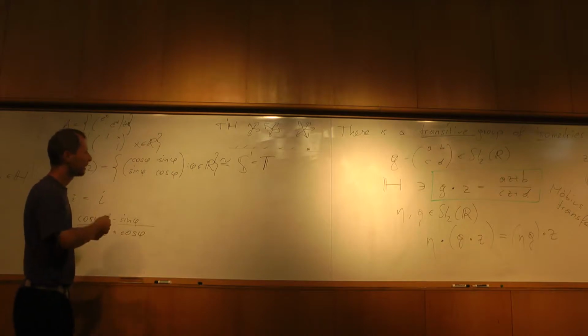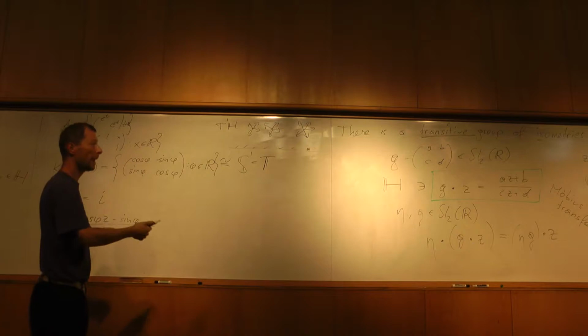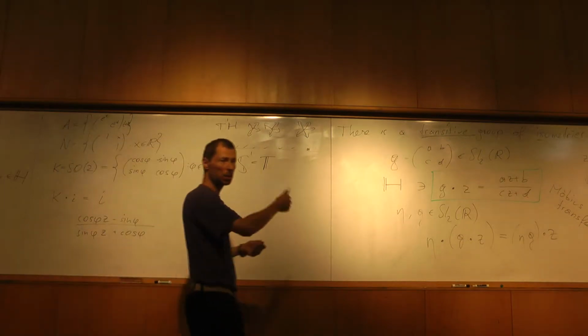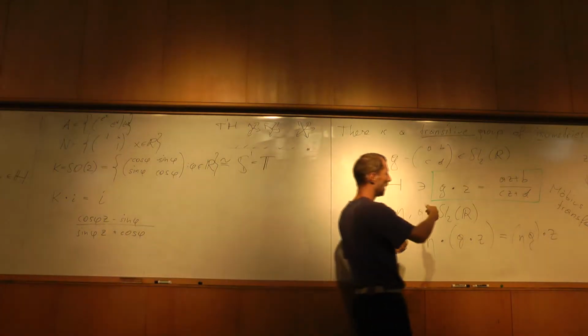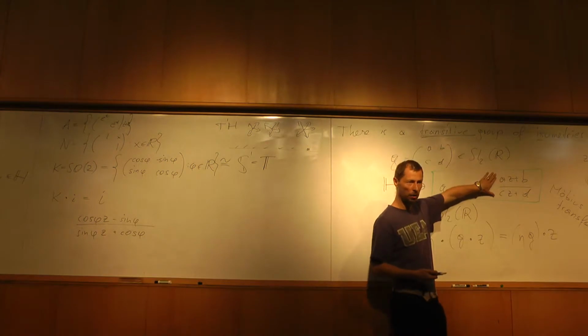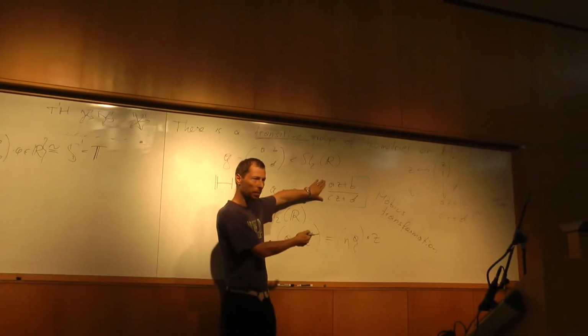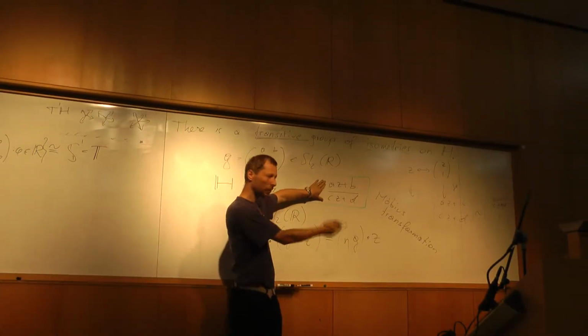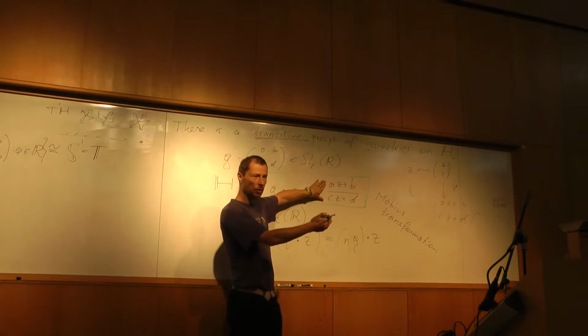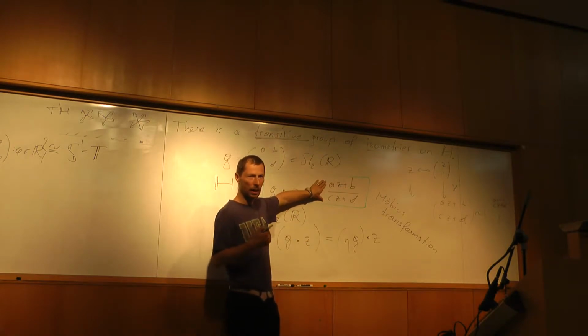Okay, and we already have an action on T1H, because SL2R acts on H by this formula. But this formula is very easy, very concrete, and differentiable. So I can calculate the derivative, and then I know how SL2R acts on tangent vectors and unit tangent vectors.